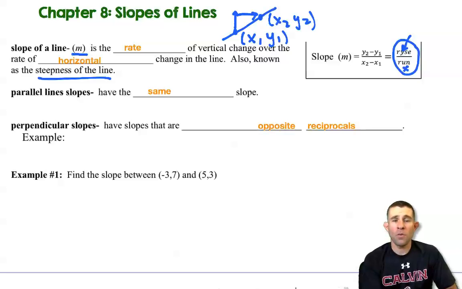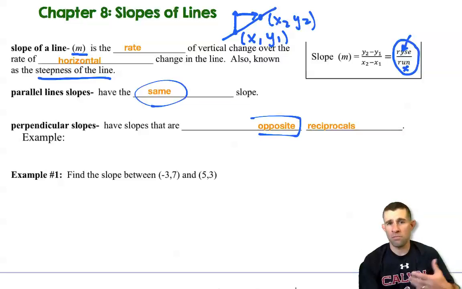All right, now, as we're going to find out here in just a second, parallel lines, they have the same slope. That's why they'll never intersect. Whereas perpendicular slopes have opposite reciprocals. Now, you'll learn what that means as we go.